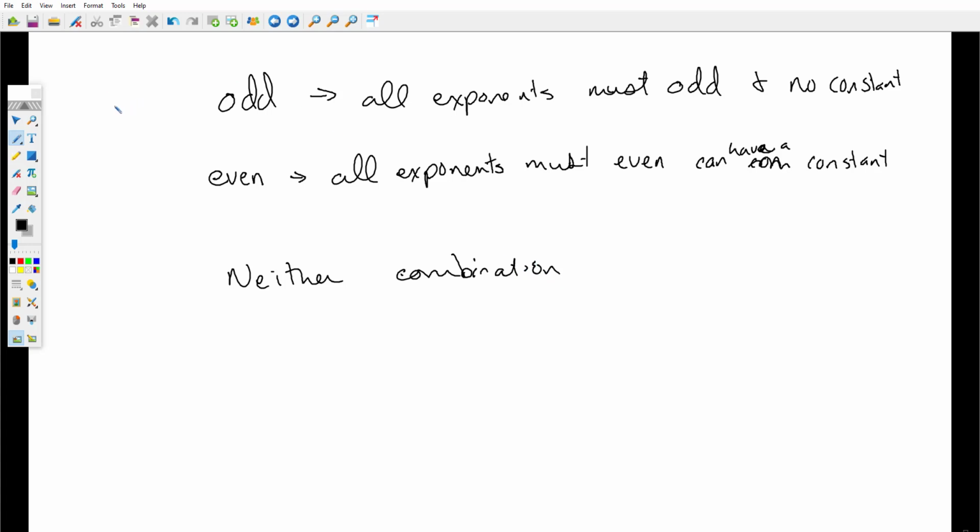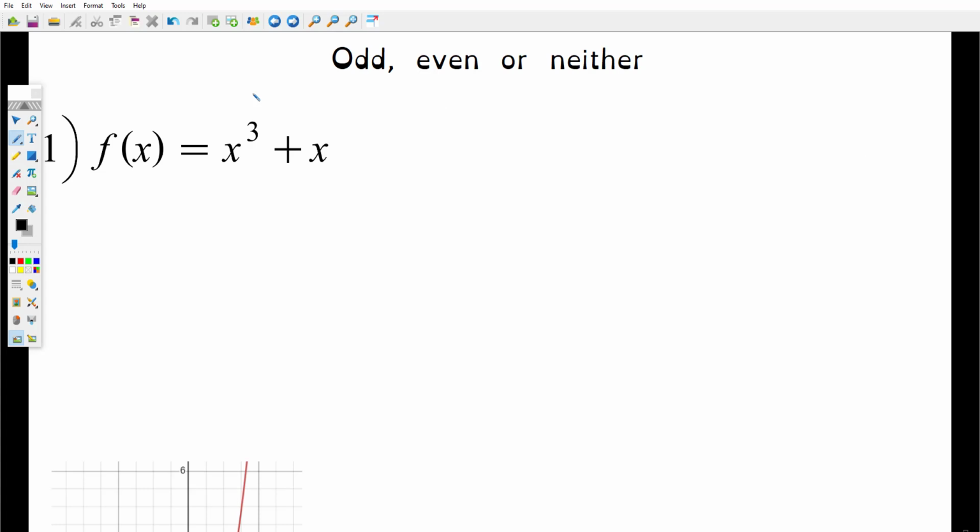From a graph, odd is going to spin about the origin. Even is going to reflect over the y-axis. If it doesn't reflect over the y-axis, it's not even. If it doesn't spin about the origin, it's not odd. Let's look at this one. My exponents are all odd, so it's odd.